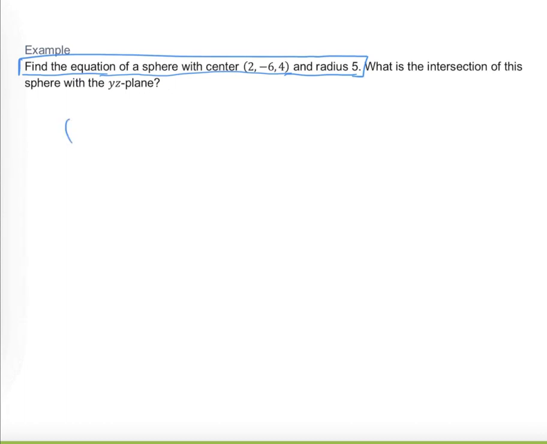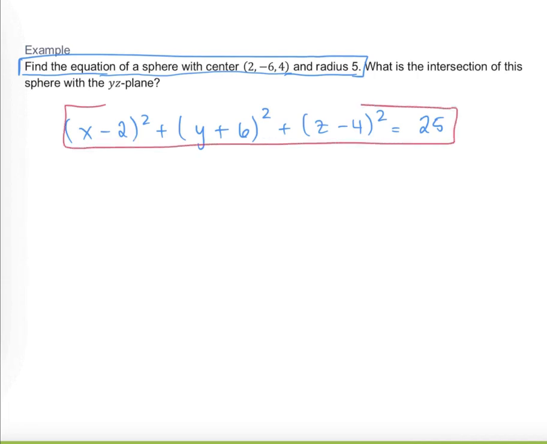So we know that our standard form of the equation of the sphere is (x minus the x coordinate) quantity squared, plus (y minus the y coordinate), so minus a negative 6 is plus 6, quantity squared, and then (z minus the z coordinate) quantity squared, and then that's going to be equal to the radius squared over here. So this is the standard form of that sphere.